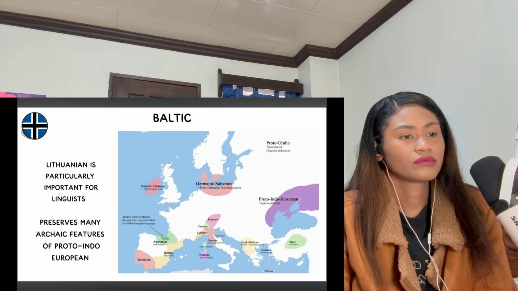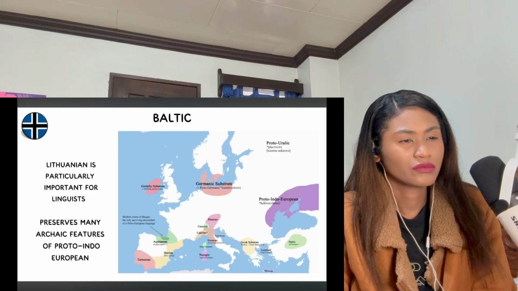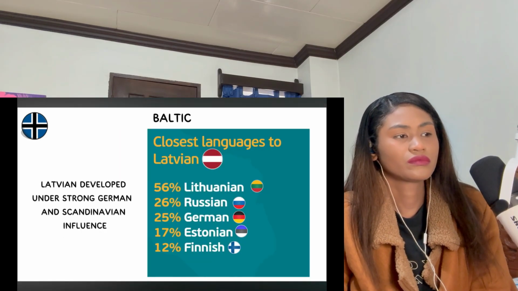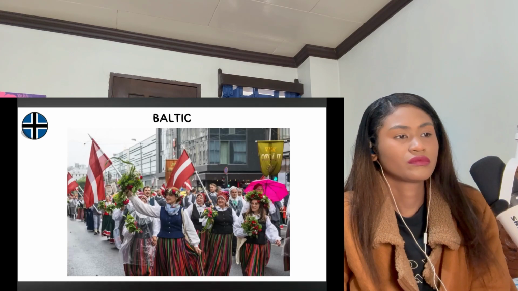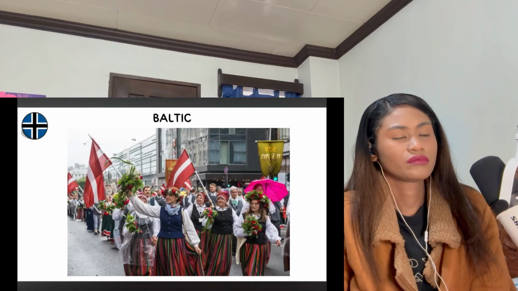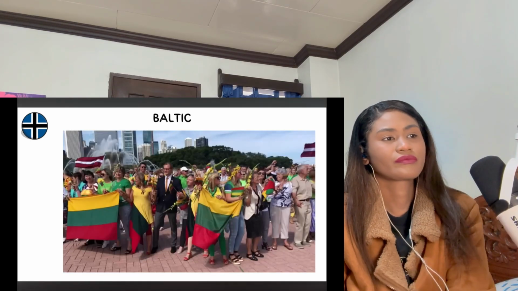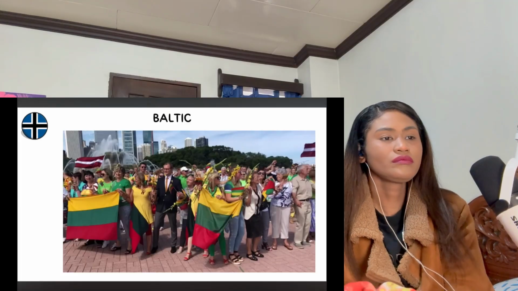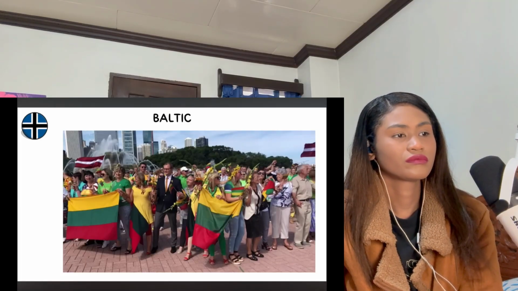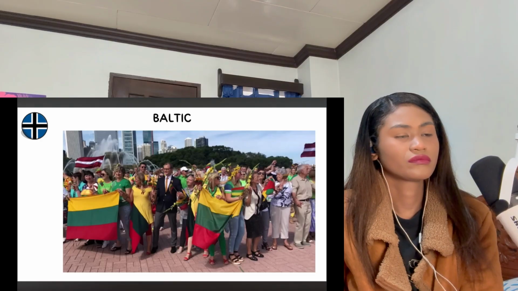archaic features of Proto-Indo-European, making it one of the most conservative living languages. Latvian developed under strong German and Scandinavian influence, shaping its vocabulary and culture. Both nations experienced centuries of domination by powerful neighbors, yet their languages became central to national identity during struggles for independence in the 19th and 20th centuries. Today, Baltic languages are official in their respective states and serve as symbols of resilience, modernity, and historical continuity, linking contemporary Baltic nations to their ancient linguistic roots.